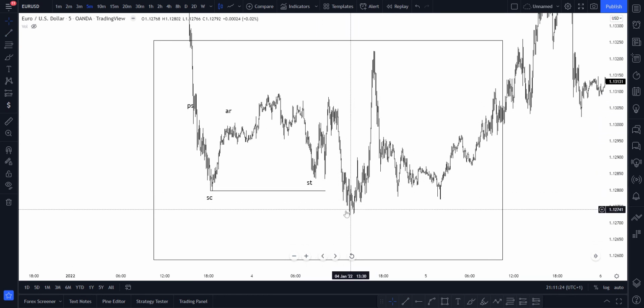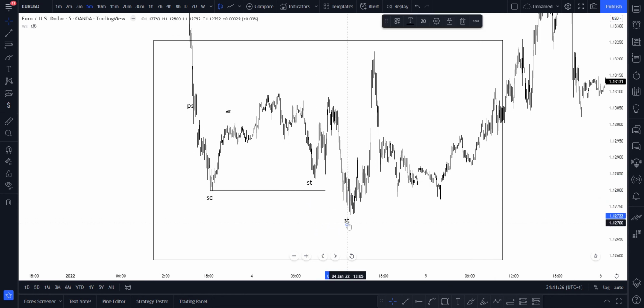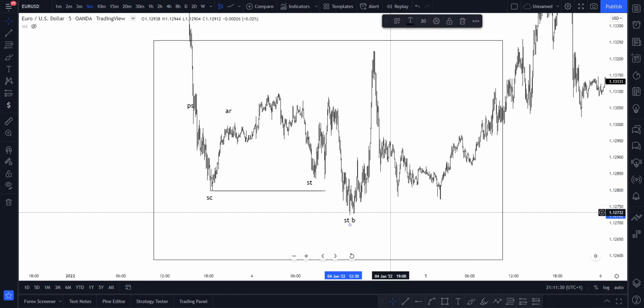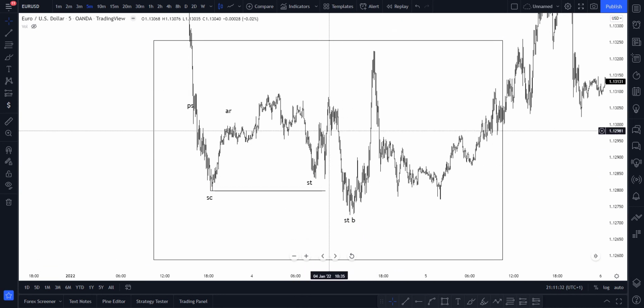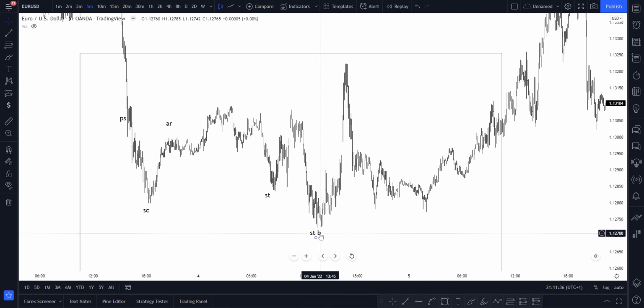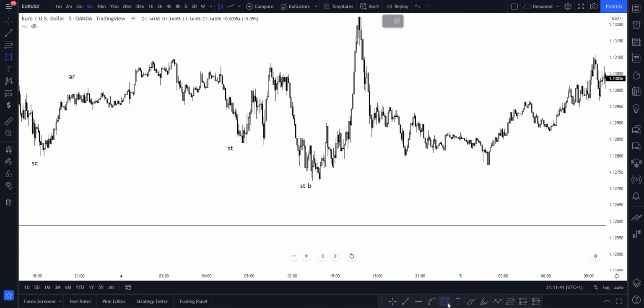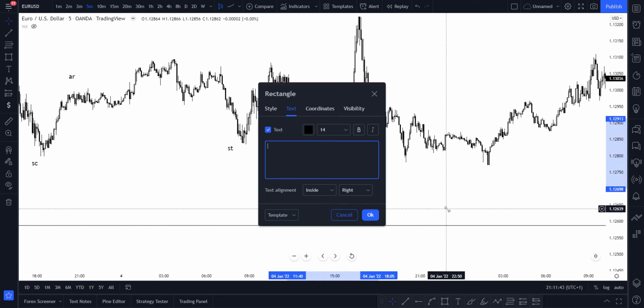But here, what do we have? This is going to be the ST in B, or the secondary test in phase B, after we had this. Overall, this is phase B. After that, as you see, the price just shoots up. And what do we have here? We're going to find Wyckoff wherever you look.